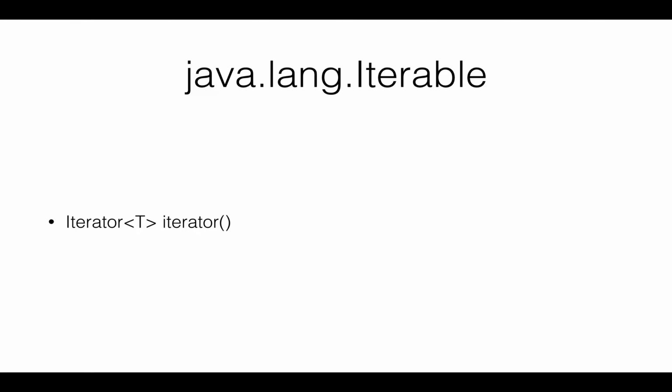In order to plug your collection into the for each loop, you will have to execute two simple steps. First, create an iterator that is able to iterate over your collection with methods like hasNext and next, as we saw on the last slide. Second, you need to implement the Iterable interface by adding an iterator method that will return an instance of this iterator.